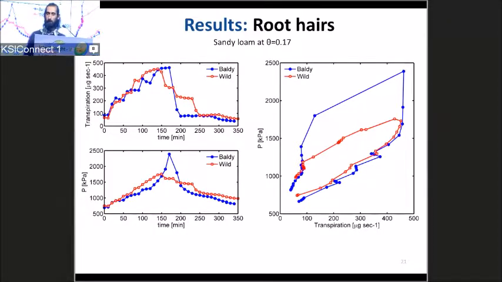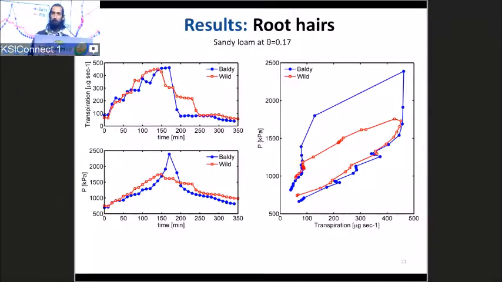So I like to plot this relation. You measure pressure and transpiration over time, and it's nice to plot the relation between the tension in the xylem and the transpiration. This is what you get in this figure, and you get these interesting loops. So in a wet soil, these lines are straight lines. You go up linear, you go down linear.